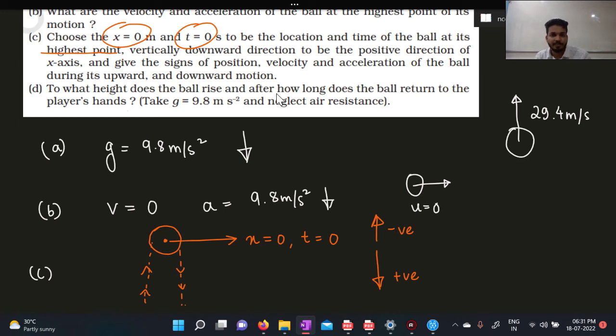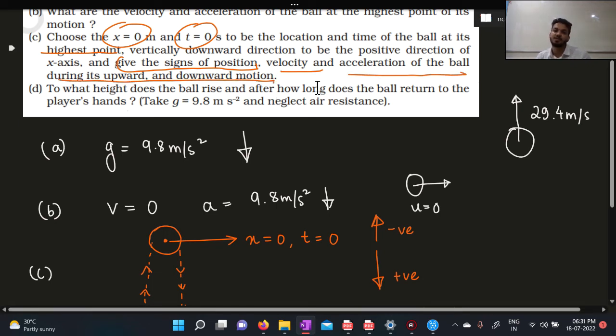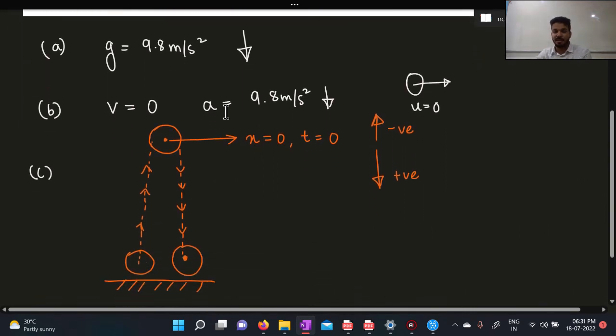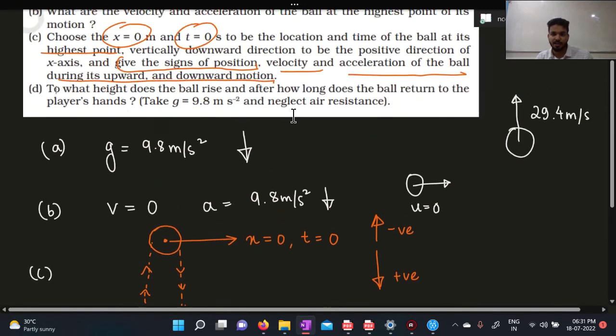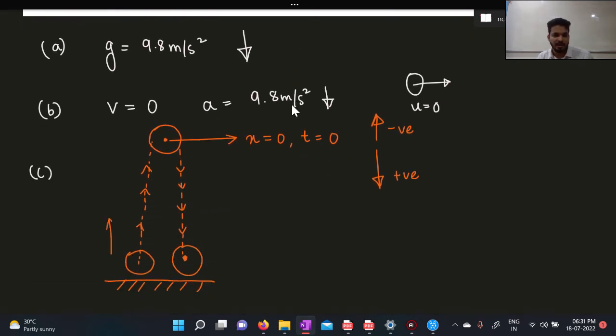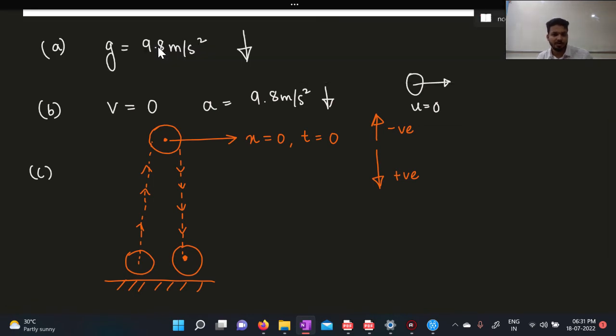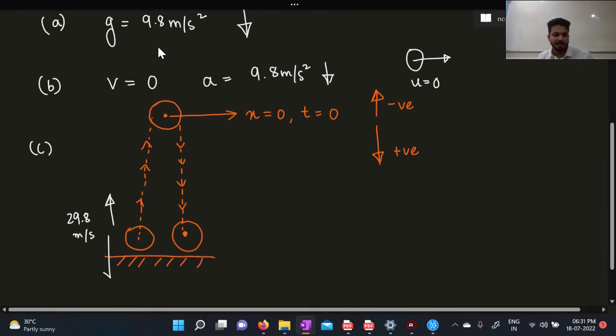Now they're asking, give the signs of position, velocity and acceleration of the ball during its upward and downward motion. Let's first analyze what the upward motion looks like. During the upward motion, the velocity is pointing upwards. When the ball is going up, the velocity is upwards, 29.4 meter per second, and the acceleration is downward, 9.8 meter per second square.